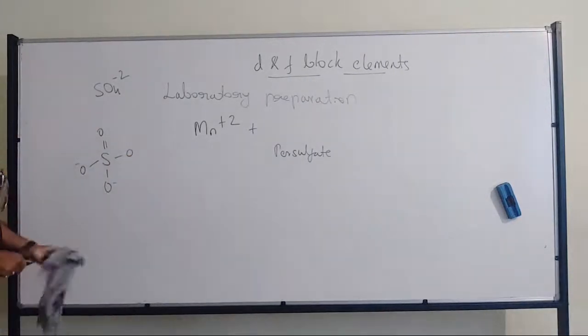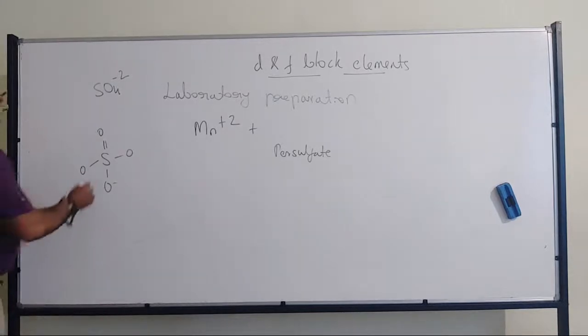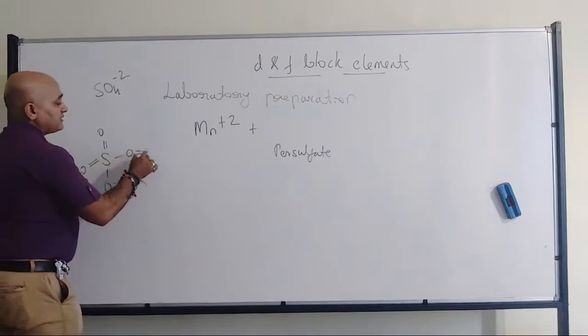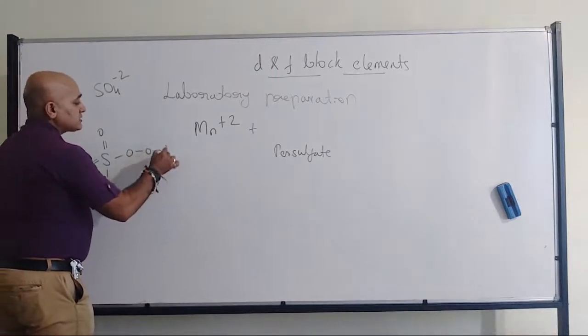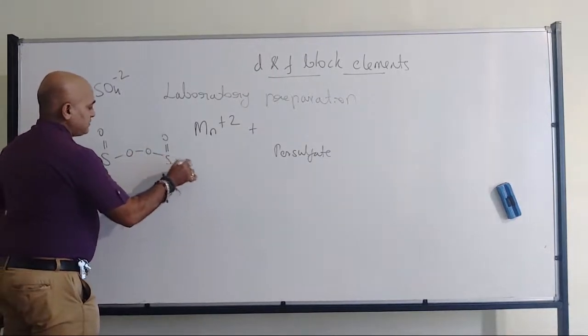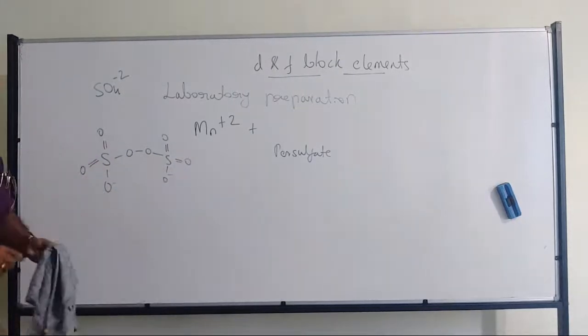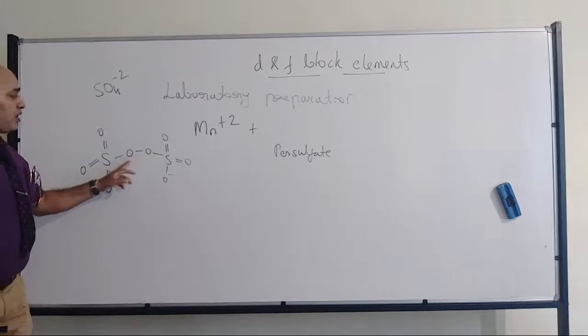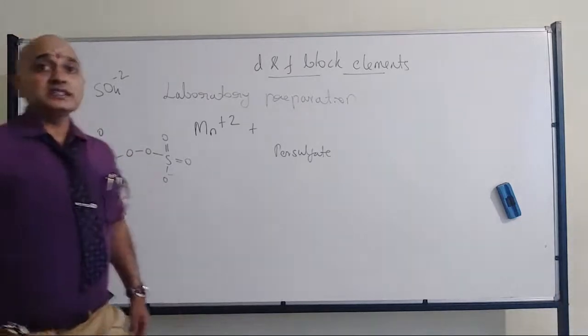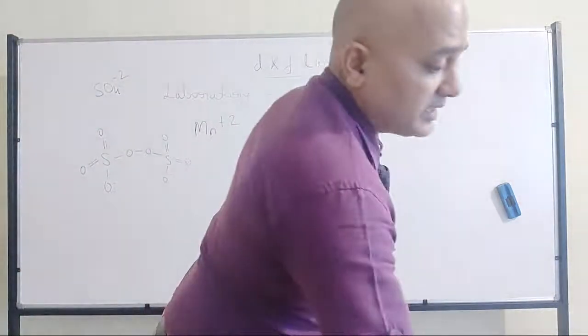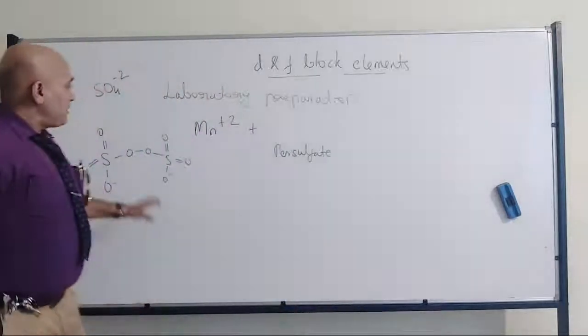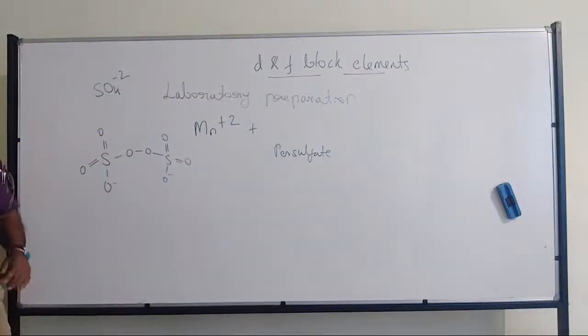Right? So what can be that persulfate? So that's where 2 sulfates are attached by the oxygen, 2 oxygens, that means peroxide. 2 oxygens attached with a single bond is considered as peroxide, right? So that's where I am going to have the peroxide, that is persulfate.